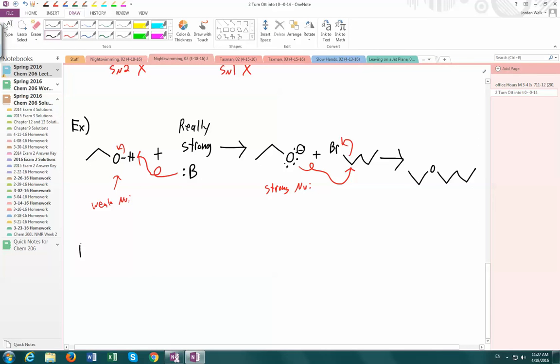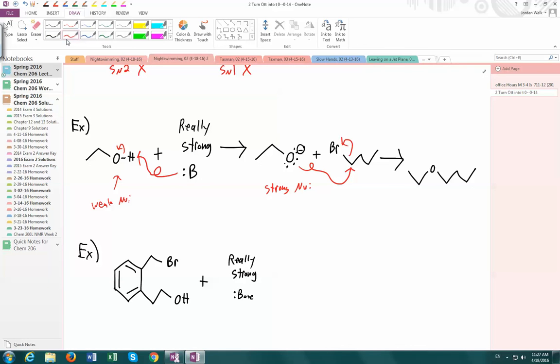One more thing. Let's say we've got something that looks like that. We're going to treat it with our really, really strong base. Is there a proton that's going to be fairly acidic? What's going to be the most acidic proton on this structure? It should be the OH, right? And so what's going to happen is we're going to deprotonate the hydrogen.